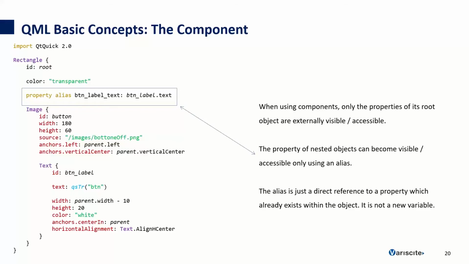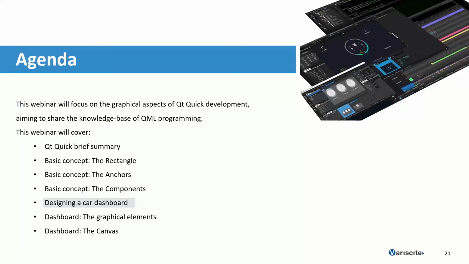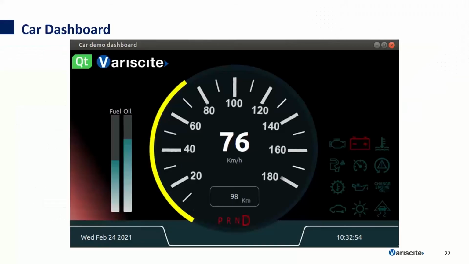Now, let's try to understand how to design the car dashboard that we were talking about. First of all, we need a graphical design. This design may come from a graphical designer who may be completely unaware of what QML is. You can ask someone who is able to do this and identify the requirements from a graphical perspective only.